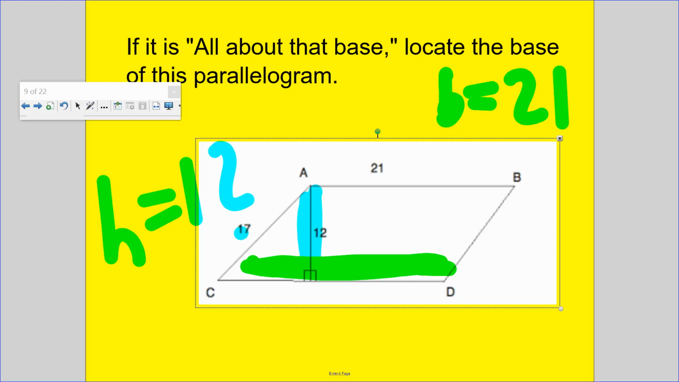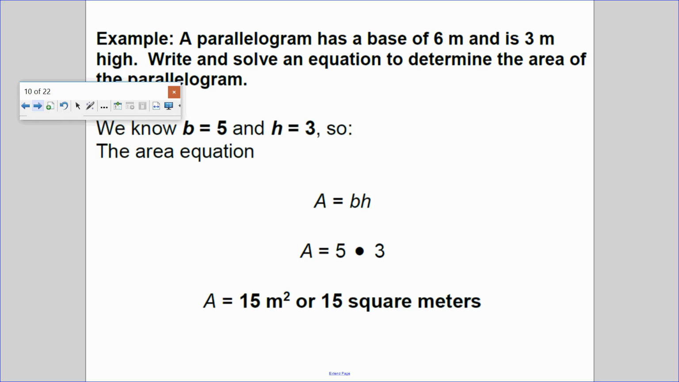I have to use it. No, you don't. Not for this one. We just want to find the area of the parallelogram, so it's base times height. So a parallelogram has a base of 6 meters and 3 meters high. Write and solve an equation to determine the area of the parallelogram.